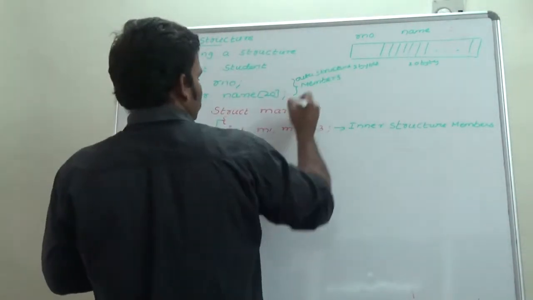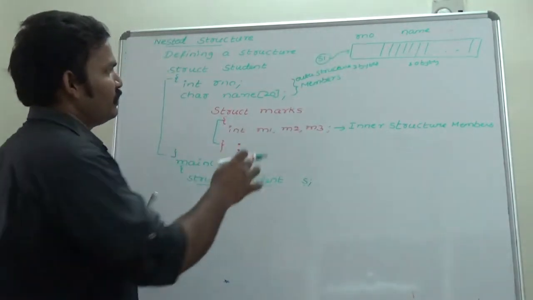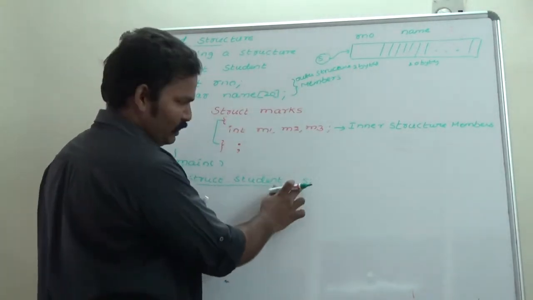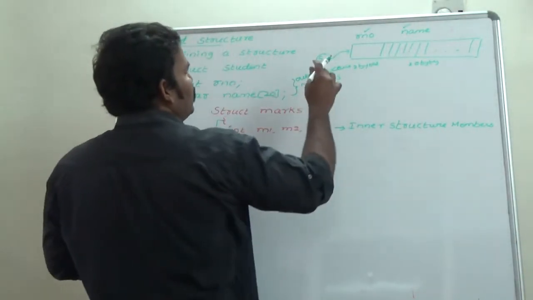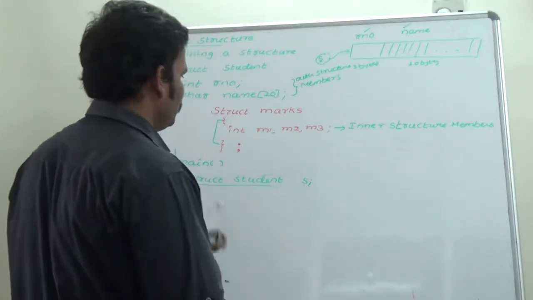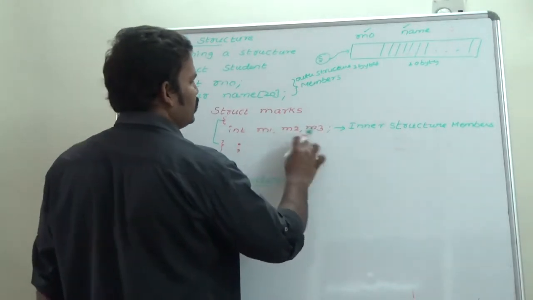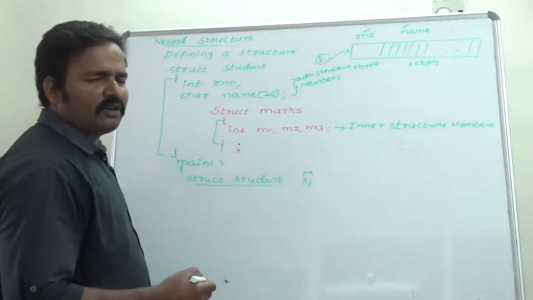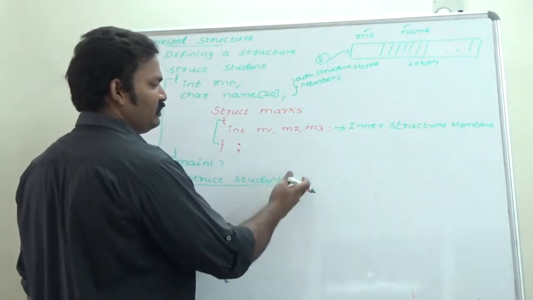Next, S. S is the reference variable. By using the S variable only, you can access these members. Here the reference variable holds the base address. Next, here also we have to declare one variable. So here S is a reference variable, or we can say an object, or a struct student type variable.